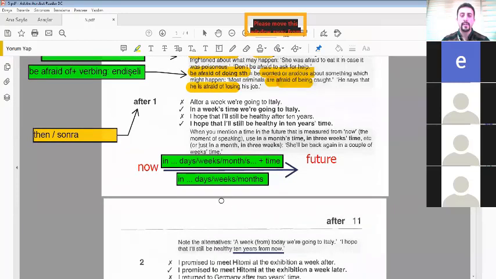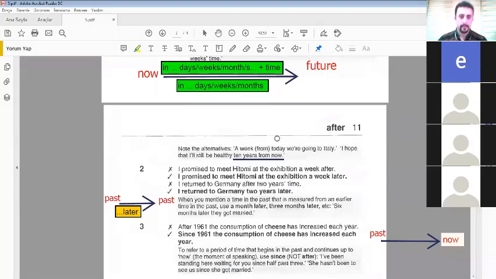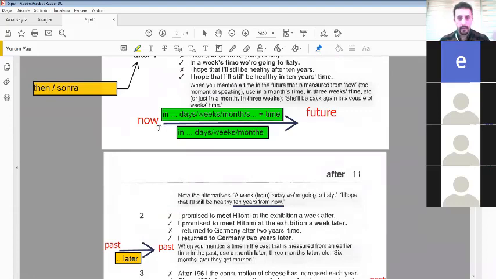So you can use these two formats: in days, weeks, or months, or in days, weeks, months, time. Use the time. In 3 weeks. So we understand these two patterns. Pattern number 1: in days, time, weeks, time, or in days, in hours.